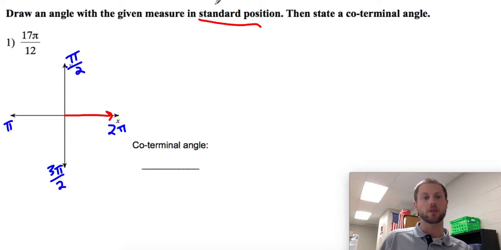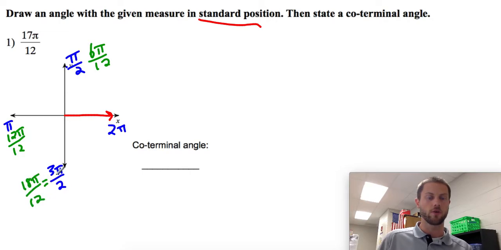What might be helpful, since I'm dealing with 17 pi over 12, that denominator of 12, is to convert all of these so that they have a common denominator, so I can compare where 17 pi over 12 falls in relationship to these values. So pi over 2, that's the same thing as 6 pi over 12. If I add another 6 pi over 12, this is the same thing as 12 pi over 12. And my 3 pi over 2, that's going to be the same thing as 18 pi over 12.